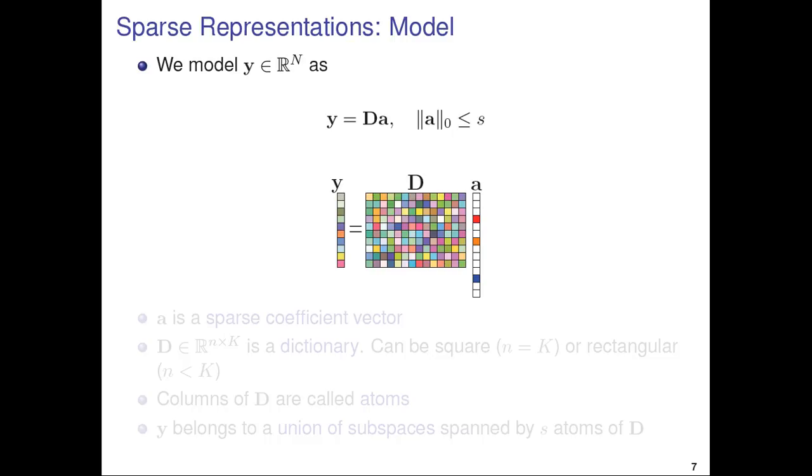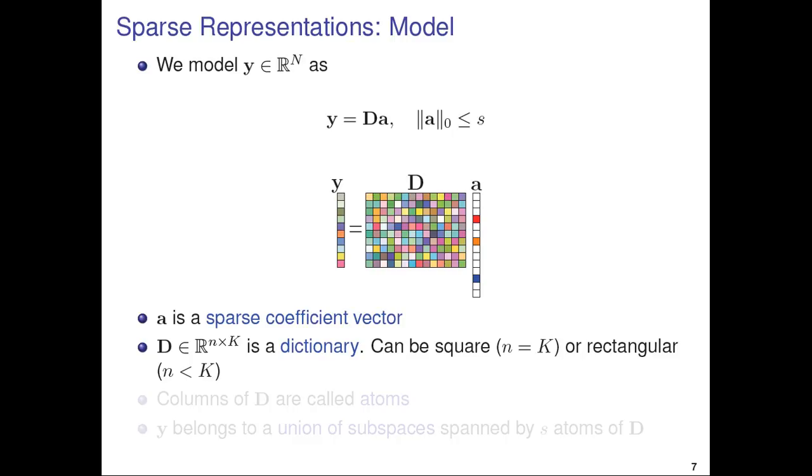Okay, so what's the idea here? We have this model where we model data y, a data vector y, as a matrix D multiplied by some vector, and the vector is sparse. Sparse meaning it has only a small number of non-zeros. Mathematically you write it like this. This notation is read as the zero norm of a is less than or equal to S, but this is not really a norm, it just counts how many non-zeros we have. In this case, the zero norm of a will be 3, the number of non-zeros. So a is a sparse coefficient vector.